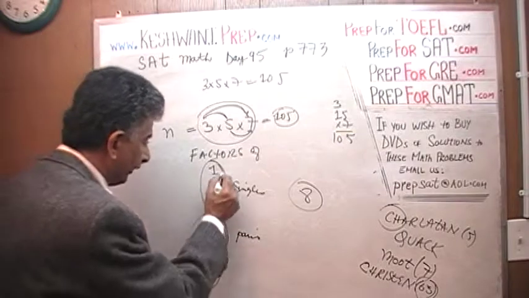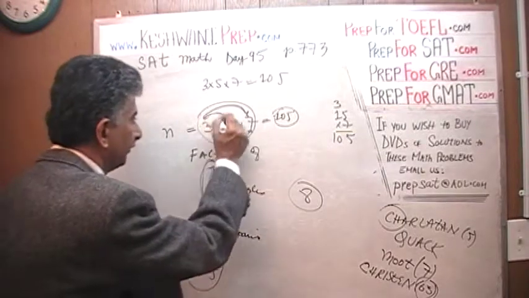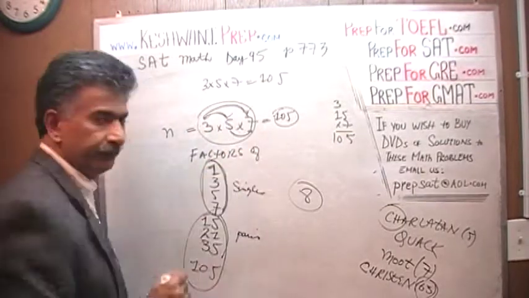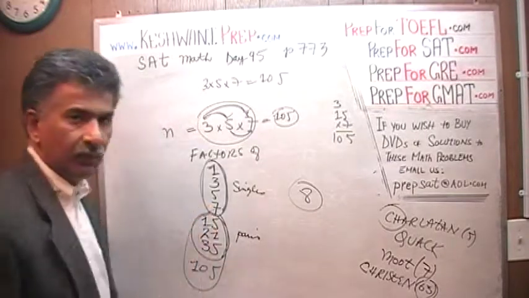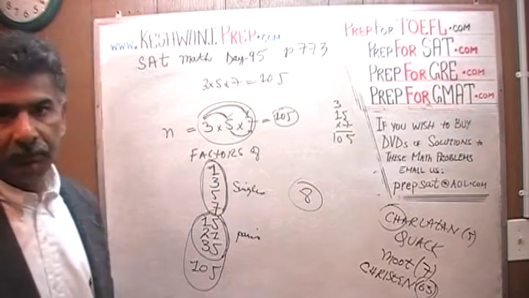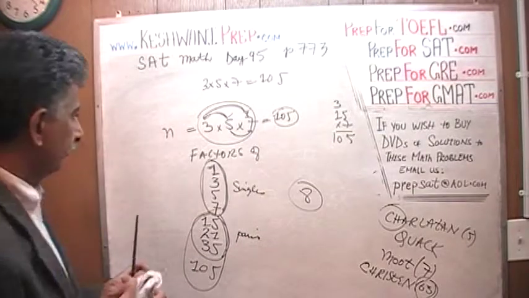You're going to have the 4 singles. Why 4 singles, even though there are 3 of them? Because you have to have 1. So you'll have 4 singles. Then you will have 3 pairs. And finally you will have the number itself. That's all.